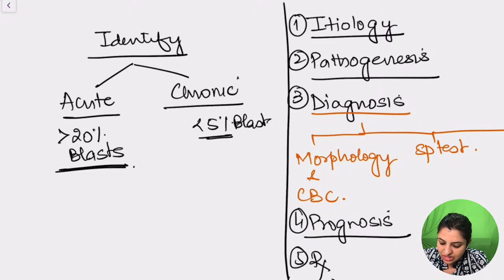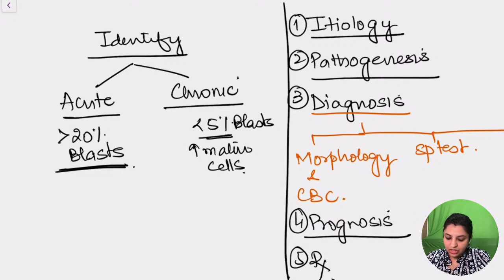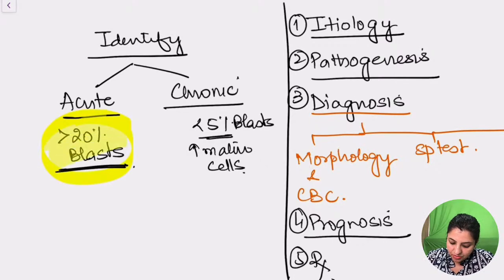So blasts will be fewer, but the mature cells will be more. That law should be very, very clear to you. Once you see in your question the line that there are blasts more than 20%, immediately you should start thinking of acute leukemia. If there is increased leukocytosis with more mature cells, immediately start thinking of chronic leukemias.